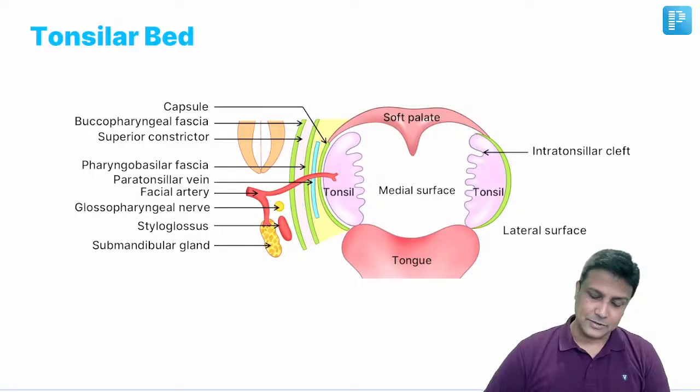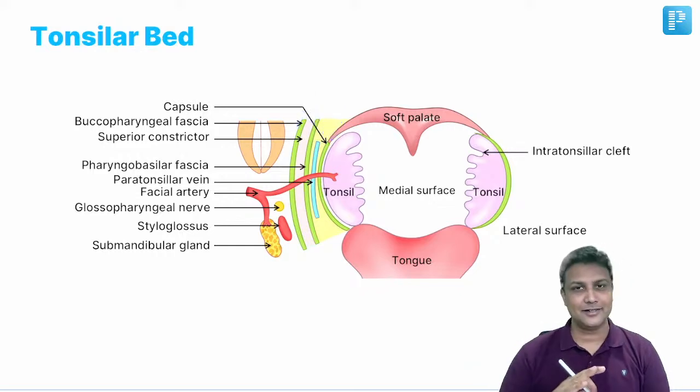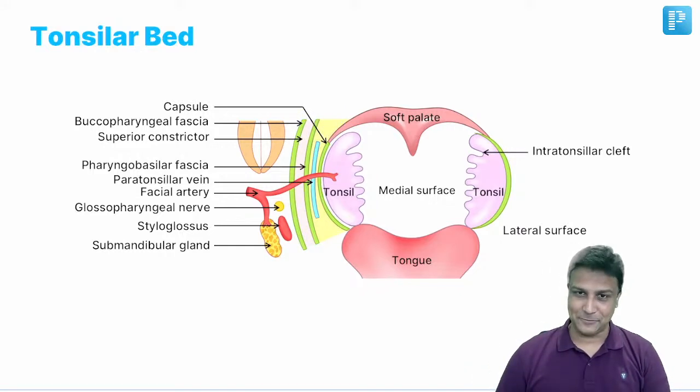So first there will be capsule here, then there will be paratonsillar vein here, and then there is a muscle, and that muscle will be having one fascia inside and one fascia outside. All of them are together going to form that tonsillar bed.